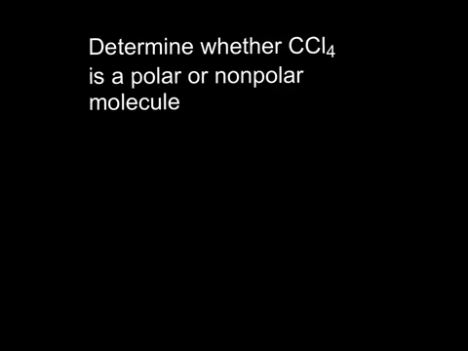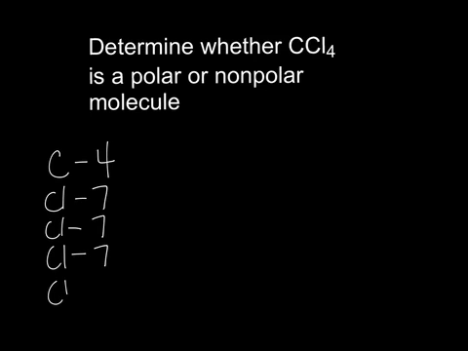So I'm going to start at the very beginning for this one. I'm going to look at the valence electrons, because obviously I have C, which has 4 valence electrons, and then I have 4 Cl's. That's what that tells me. Each one has 7 valence electrons. So that's going to be 28, 32 valence electrons.